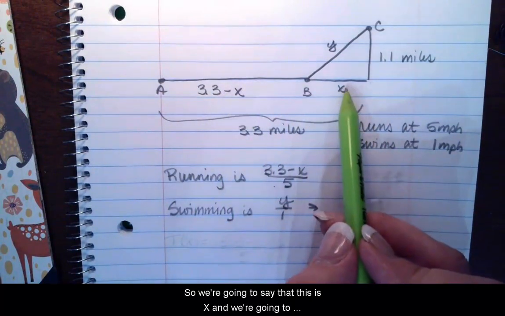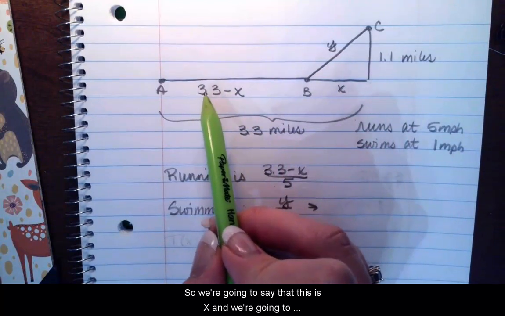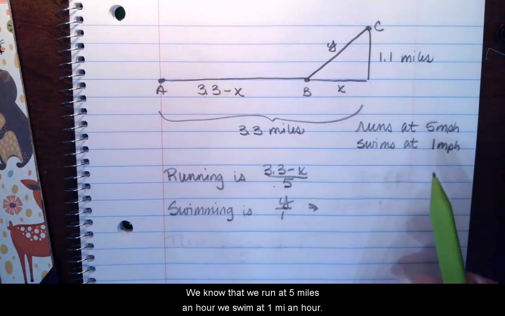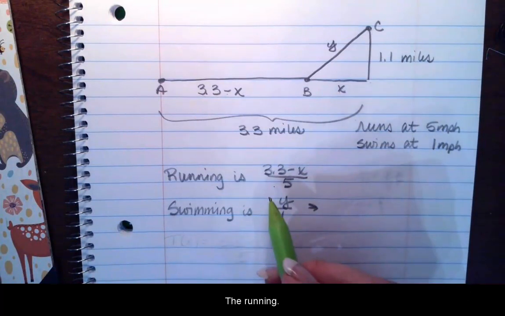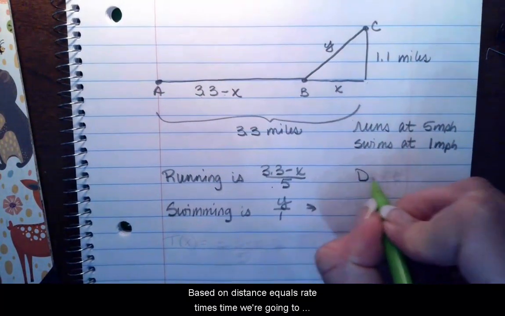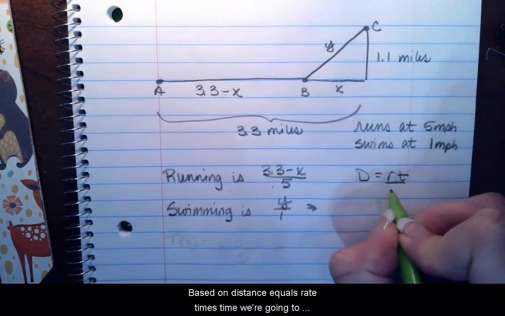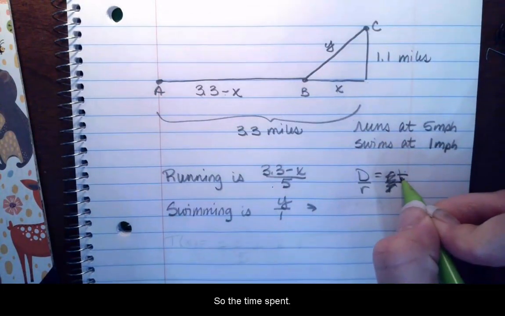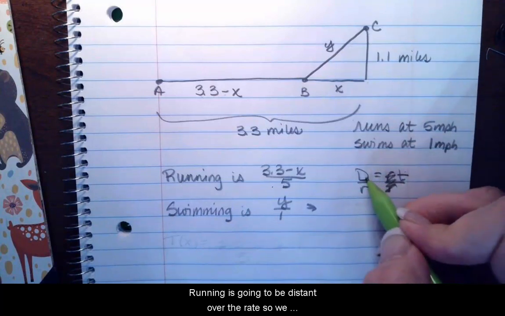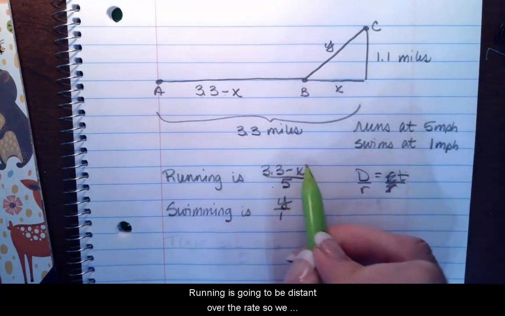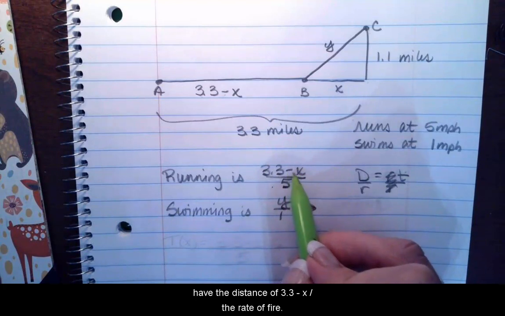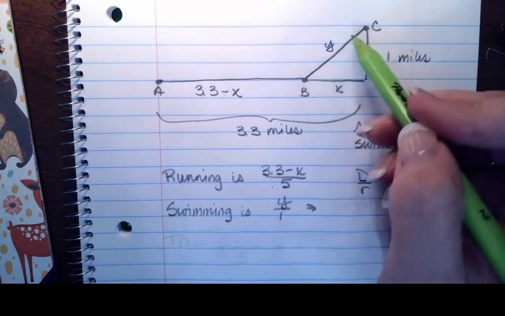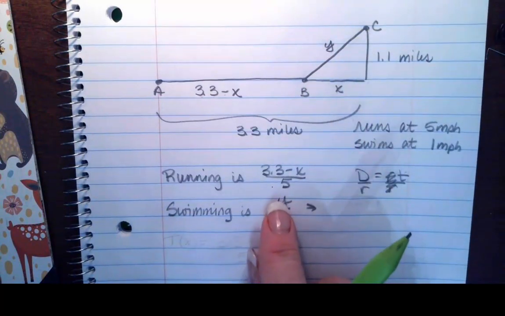So we're going to say that this is x, and we're going to say that the running part is 3.3 minus x. We know that we run at 5 miles an hour and we swim at 1 mile an hour. So running, based on distance equals rate times time, we're going to divide both sides by the rate. So the time spent running is going to be distance over the rate. So we have the distance of 3.3 minus x over the rate of 5. Swimming is the distance of y over 1 mile an hour, but we want this in terms of x.